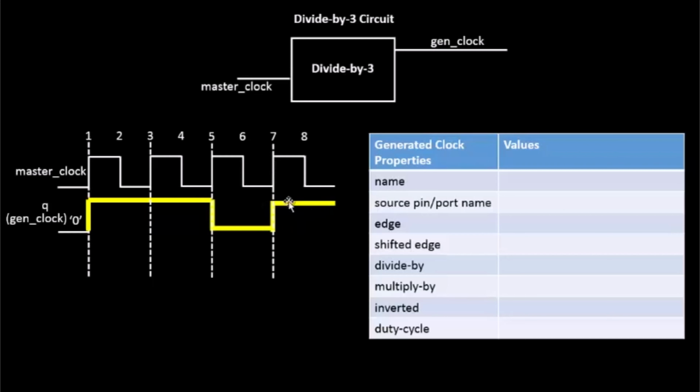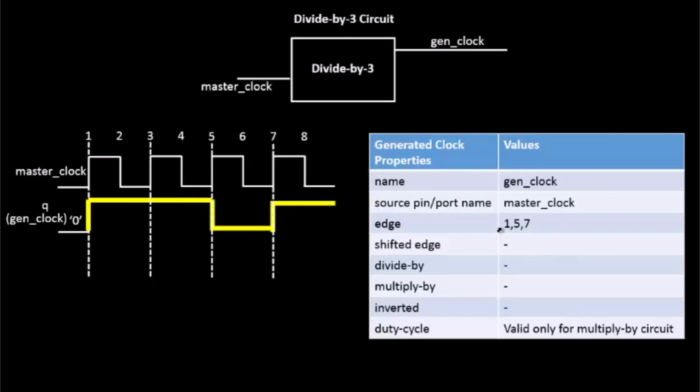So how will we fill up this particular table? It's something like this. You have the generated clock, the name of the generated clock, let's call it gen_clock. The source name or the port name is the master clock, and these are the edges of the generated clock which define the generated clock.